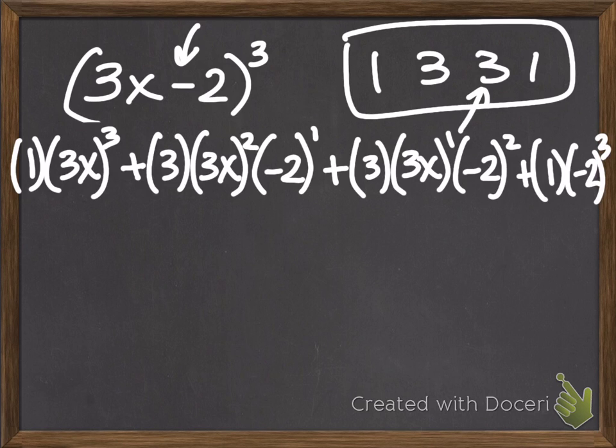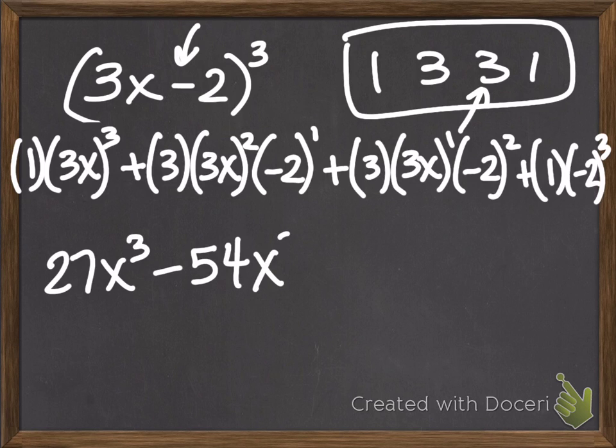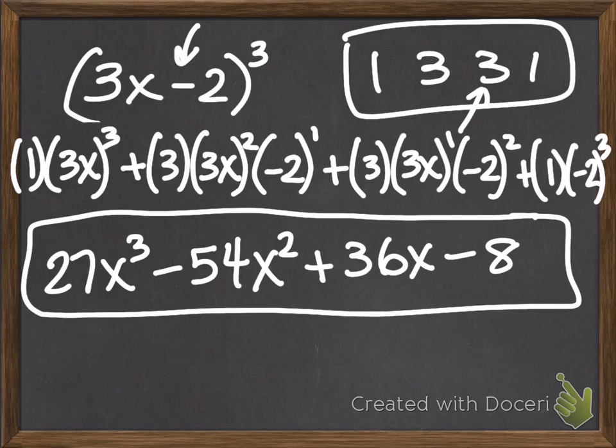So then again, just doing the math here, 3 to the third power on the first piece is 27x to the third. Now we have 3 squared is 9 times 3 is 27 times negative 2 is negative 54x squared. Then on the third piece, we have negative 2 squared is 4. And 3 times 3 is 9, so 4 times 9 is a plus 36x. And our last piece is negative 2 cubed, so that's minus 8. And this is our solution when you go to multiply any binomial raised to the third power.